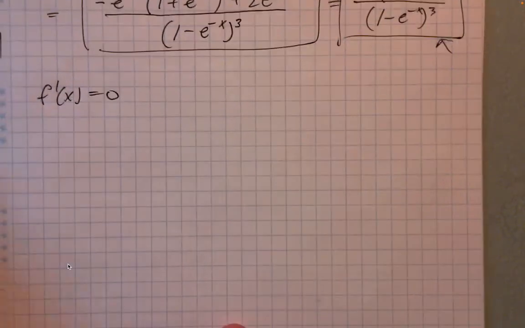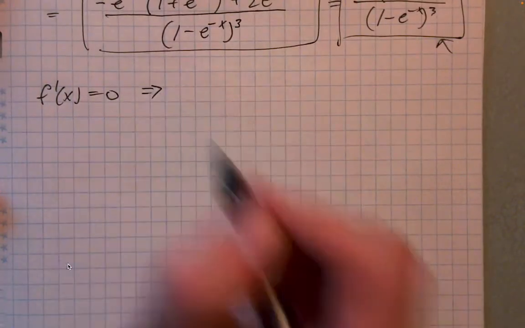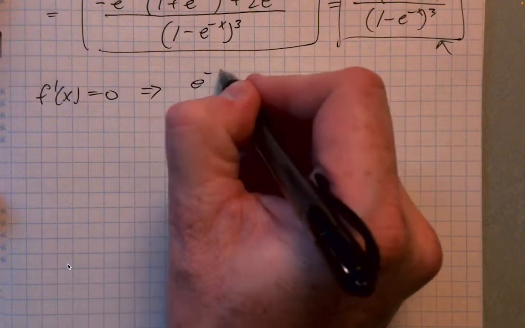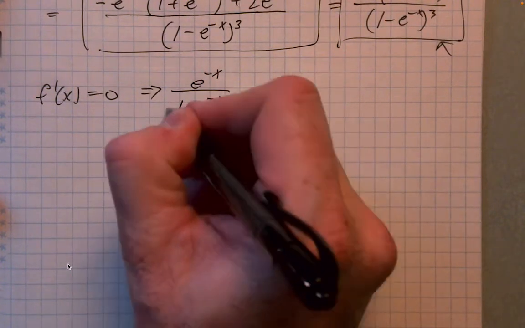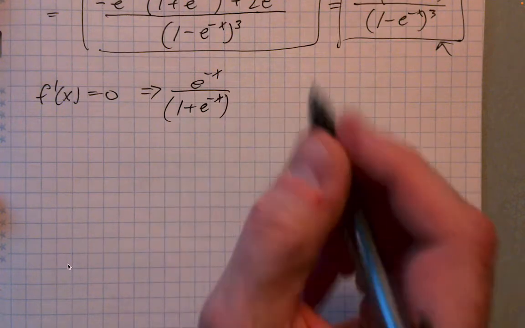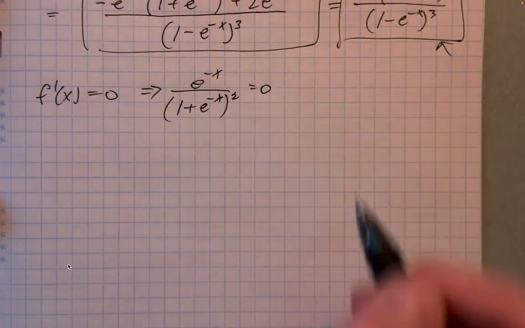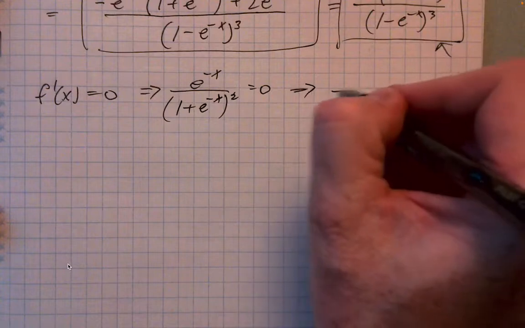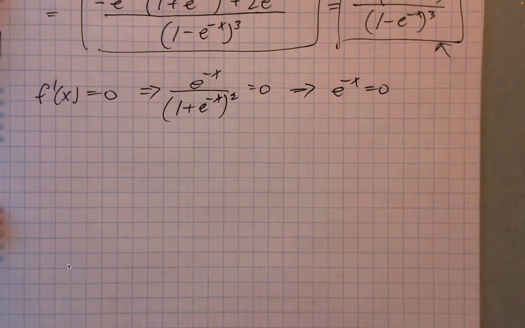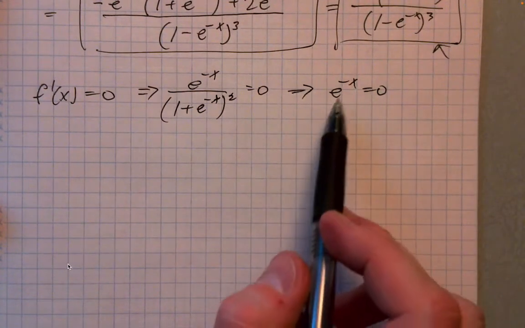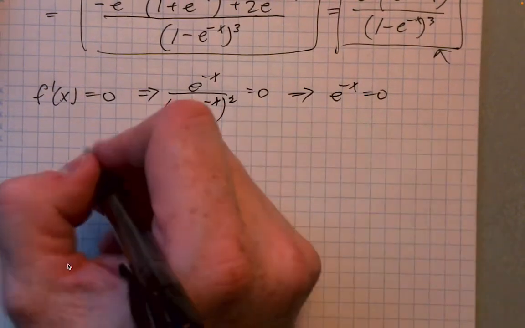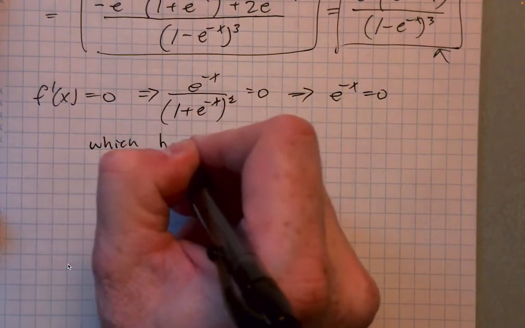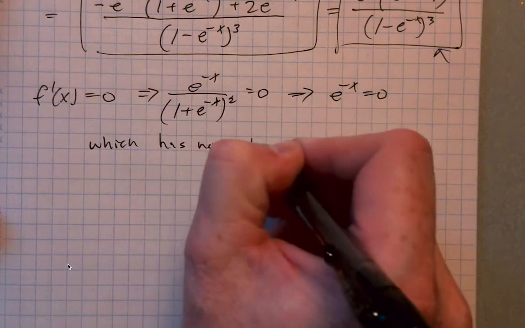All right, so then next, let's take a look at the derivatives and the roots. So if I set the first derivative equal to 0, then that means I'm saying e to the negative x over 1 plus e to the negative x squared equals 0. And so that means e to the negative x is equal to 0. All right, so we know that has no solutions. Okay.